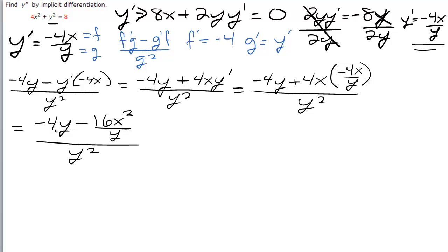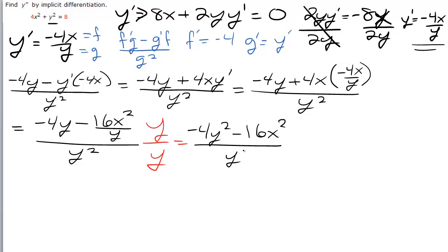Well, now we have this complex fraction, a fraction inside of a fraction, and we have all these y's here, and maybe we can just clean it up, get rid of this complex fraction by multiplying the top of the big fraction by y and the bottom of the big fraction by y. So you're basically just going to multiply by y over y and get negative 4y squared minus 16x squared all over y cubed, which is much nicer. That's much cleaner because we don't have complex fractions anymore.